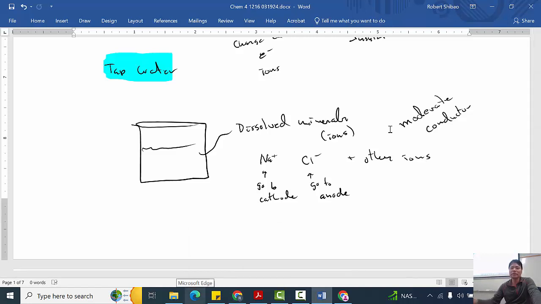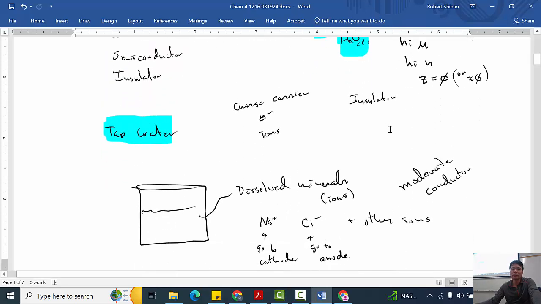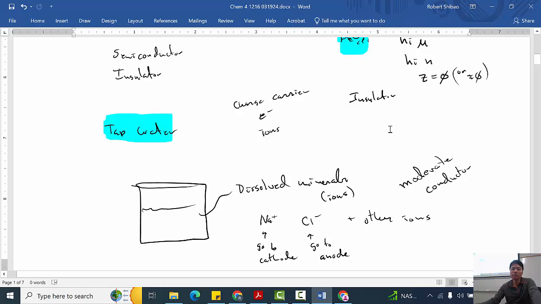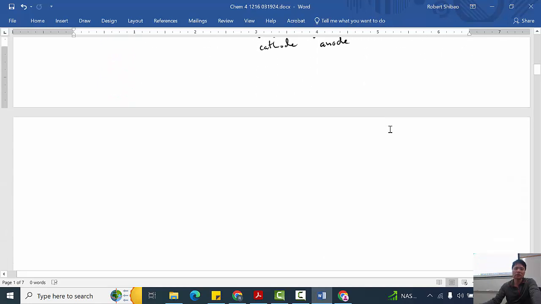So the dissolved minerals, they have charge, they have mobility, and they have numbers. Their numbers aren't so big, but the charge is good and the mobility is good. The number is small, therefore it's moderate. But tap water can still kill you.